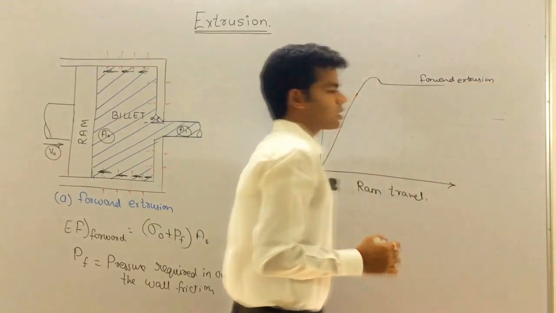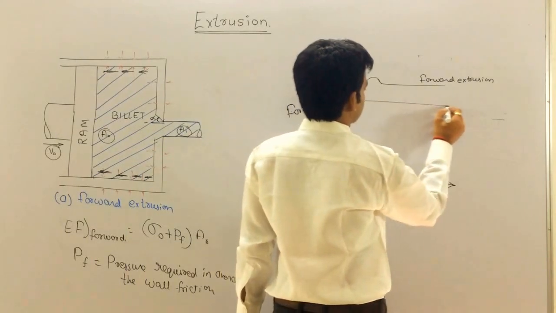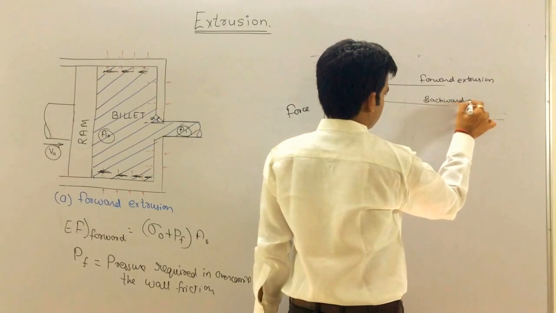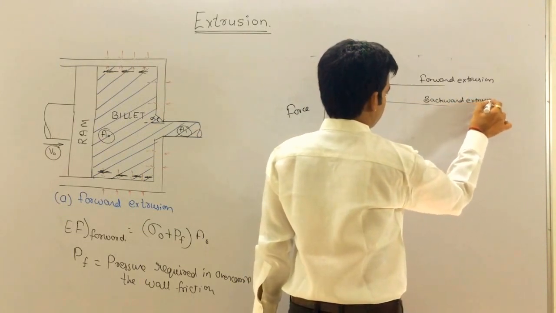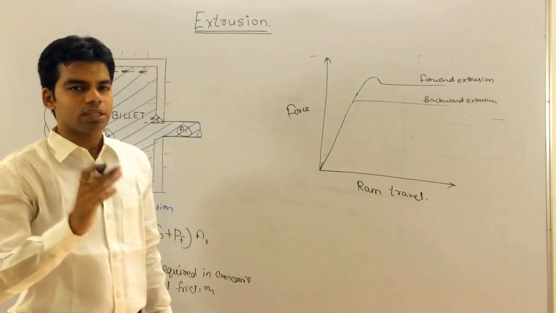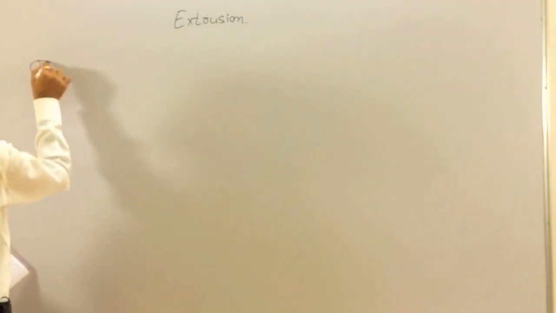Okay. What about backward extrusion? Obviously the force applied will be less. So the backward extrusion graph will be like this. This is for backward extrusion. This extra force is applied during forward extrusion, that is because of friction, as I told you. Getting this or not? Okay, so we have seen one formula for extrusion.